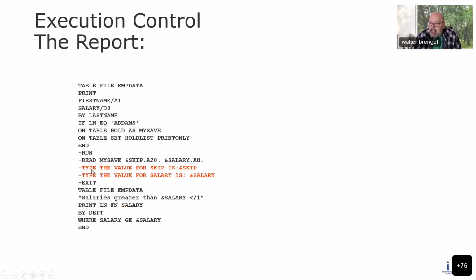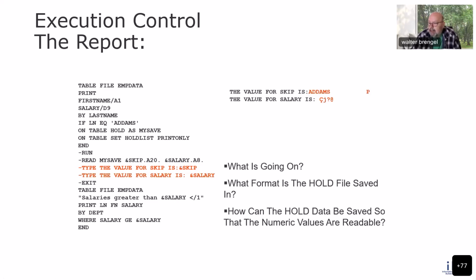Okay. So I'm going to dash type the value for skip is &skip, the value for salary is &salary. And then again, I put a dash exit in here to stop it right there. And I get Adam's P, which is what I expected, and then the salary. But still, it doesn't look right. So what's happening is because it's a D format and you went to a hold file, it maintains double precision value. So in this case, we probably have more than 4. So there's 4 digits that you're seeing, but you can't read them. They're binary. They mean nothing to you.